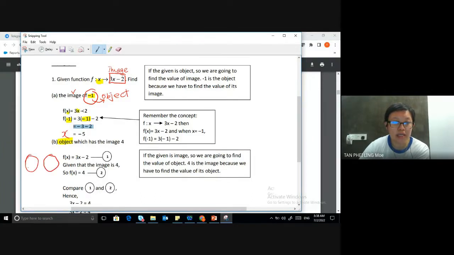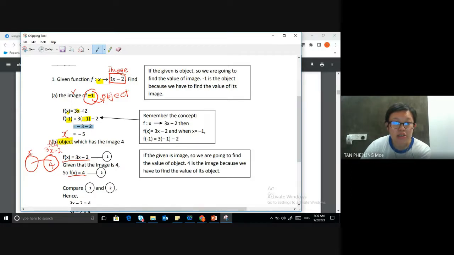Which means if you draw like that, here they don't know what the object is, but they know that it will have an image of 4. So what happened here is your f will map all the x to 3x minus 2. So we can say that f(x) equals 3x minus 2. At the same time, we also say that f(x) equals 4, because they are all inside here, f(x).